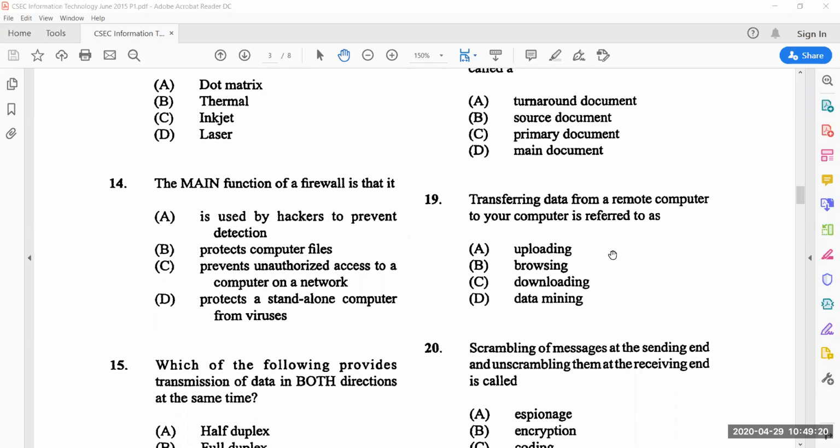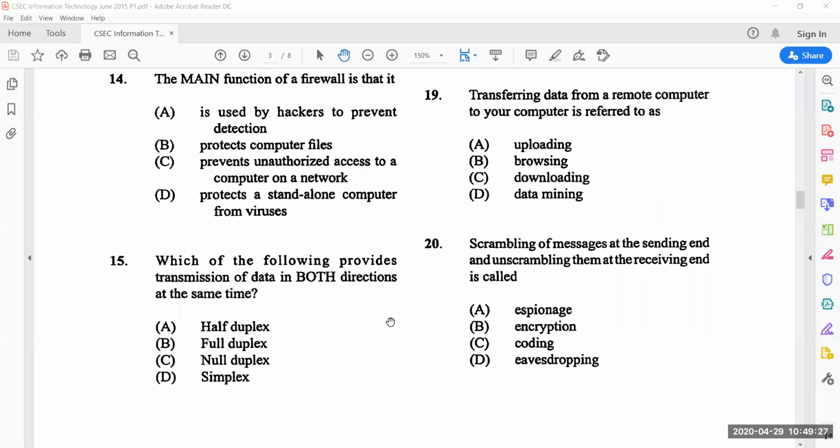The answer for 19, however, is downloading. Number 20, scrambling of messages at the sending end and unscrambling them at the receiving end is called, yes, encryption. Right, so that's the answer.